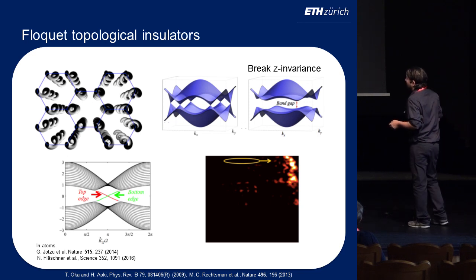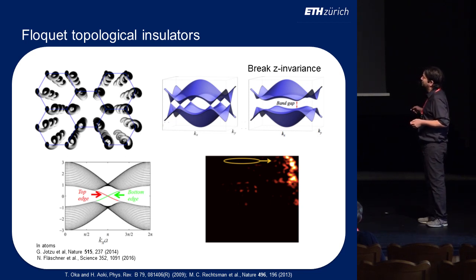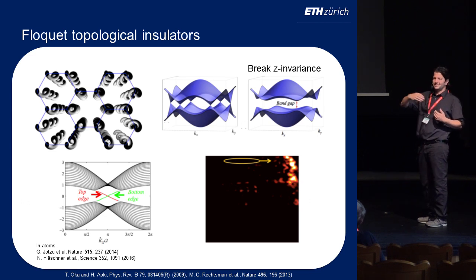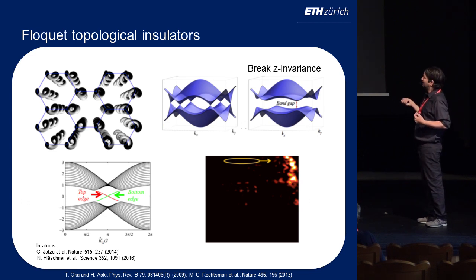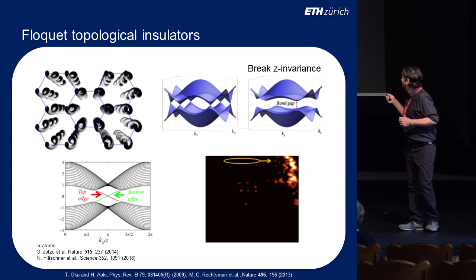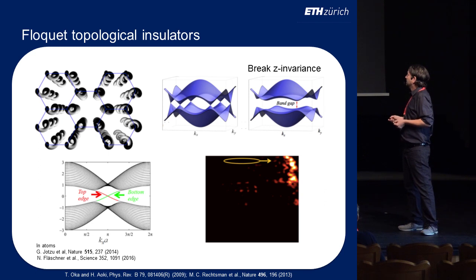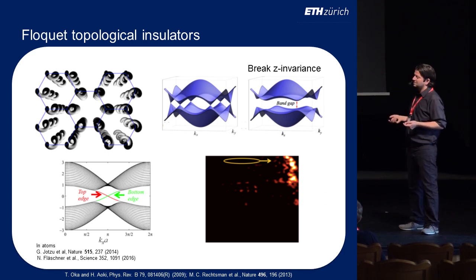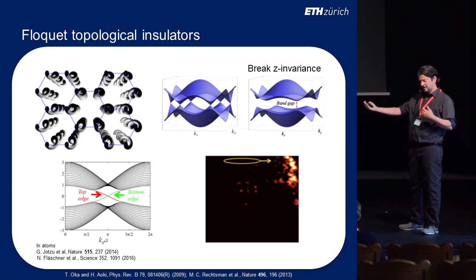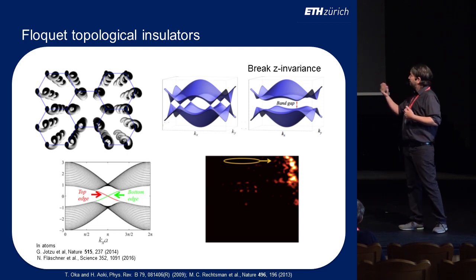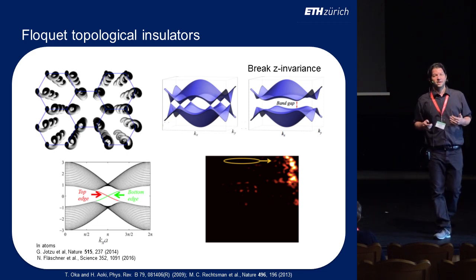So by shaking, and here they call them Fusili waveguides, you're breaking the z translation. If you inject from this axis or from the other axis, you're opening up a bulk band gap, and you're seeing these characteristic non-reflecting chiral edge modes.